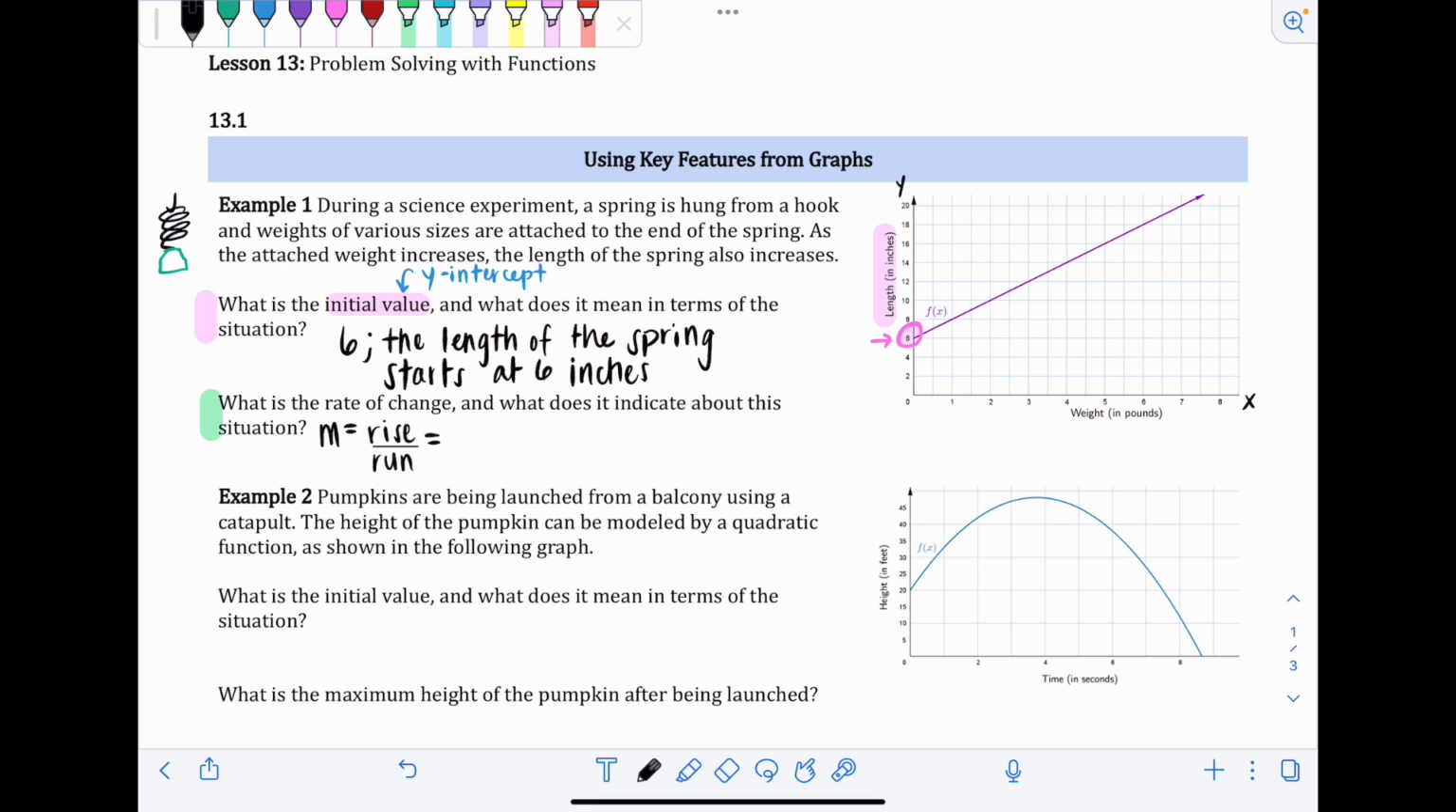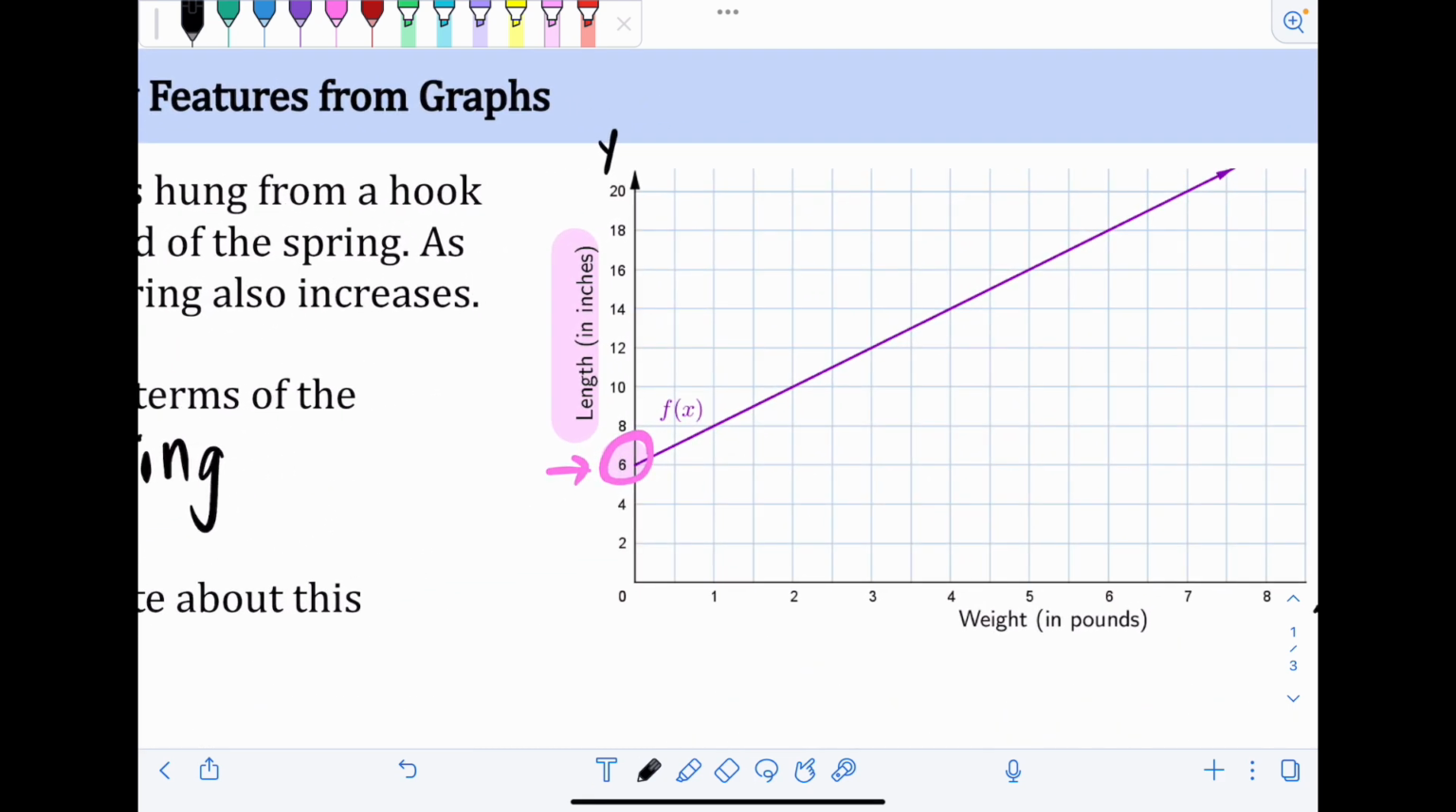In order to find it, I just need to find 2 exact points on the graph. As a counterexample, not a point like this, because you can't tell exactly what it is. It's in between 2 different ones. For exact points, we would use any 2 where they cross the grid line, like right here and right here, or right here at the start and right there. Any ones that are exactly on whole numbers rather than a decimal. So I'm going to use those 2.